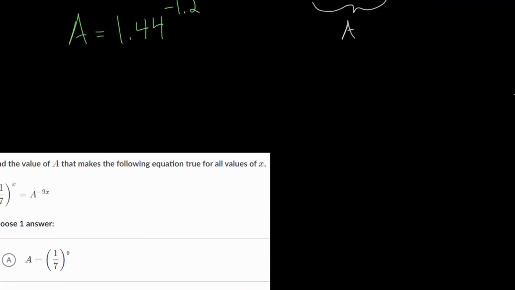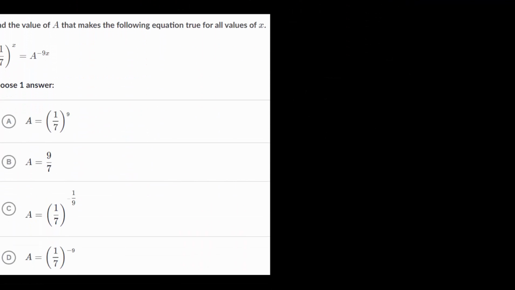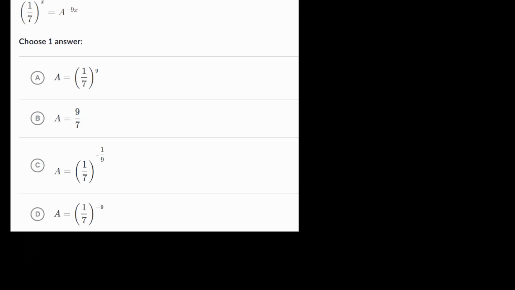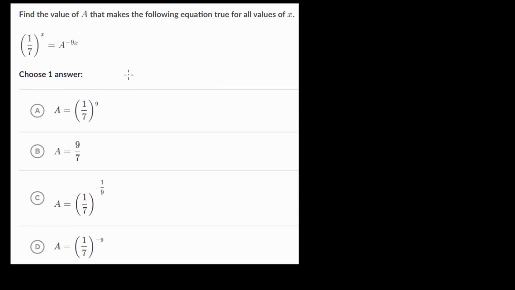So let's do one more. And this last one is a bit challenging. Some of these problems for rewriting these expressions can be a little bit awkward, but it is good practice being able to rewrite them in various ways since the different forms can be useful in different scenarios. So for this one, find the value of a that makes the following equation true for all values of x. So let me just rewrite it. We have 1/7 raised to the x, and this is equal to a to the minus 9x.